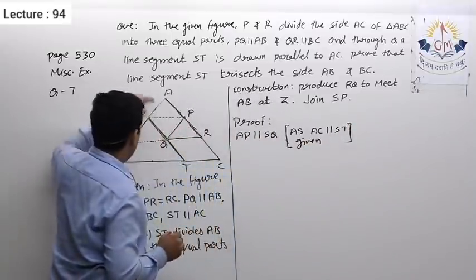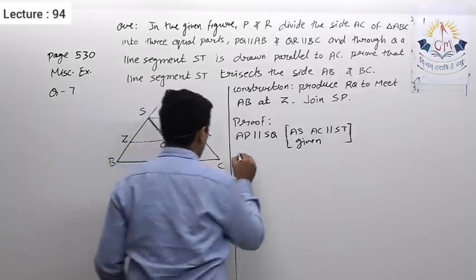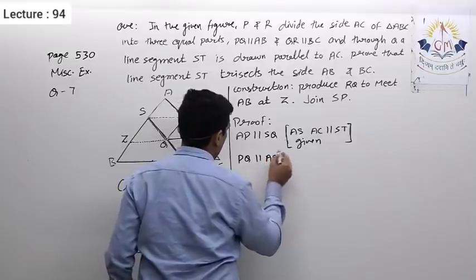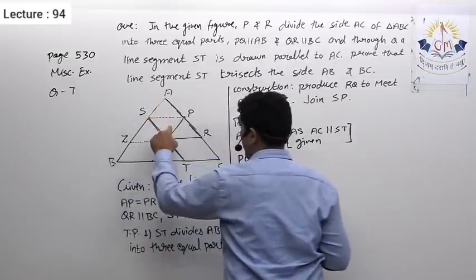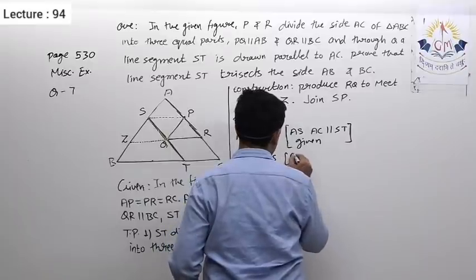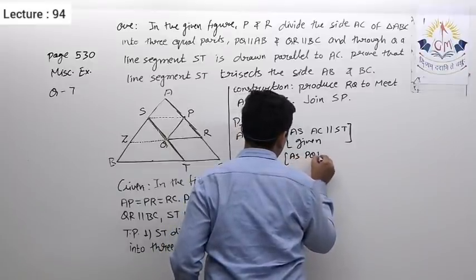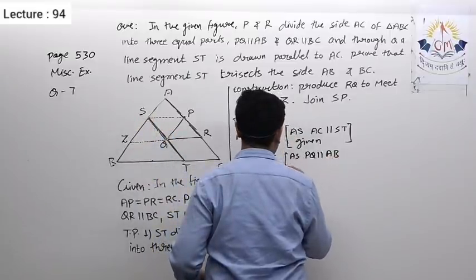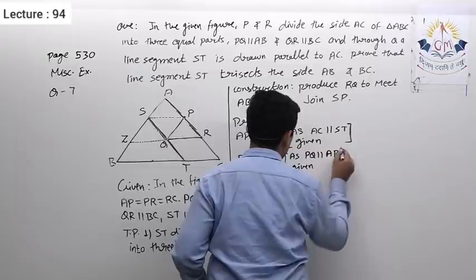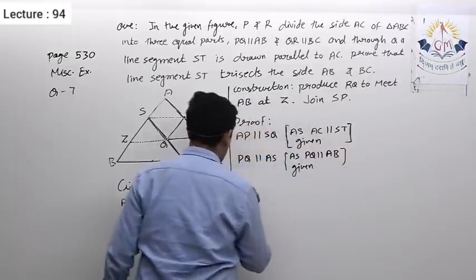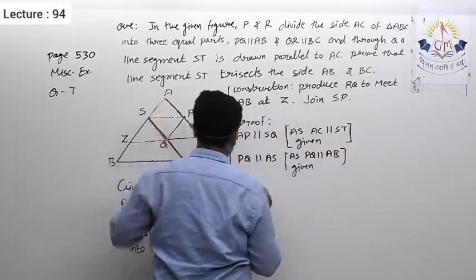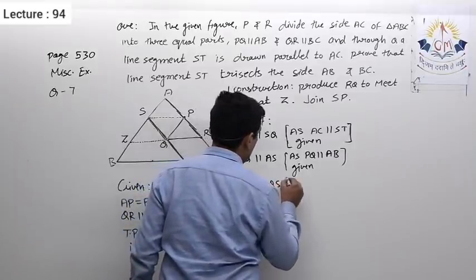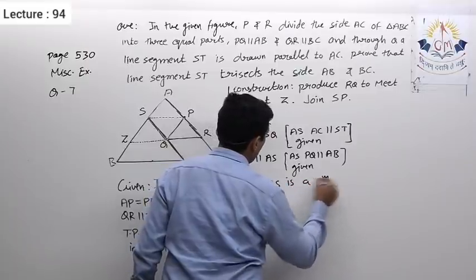Now AS parallel PQ, or PQ parallel AS. It is given, because PQ is parallel to AB. That is again given. Therefore, quadrilateral APQS is a parallelogram.